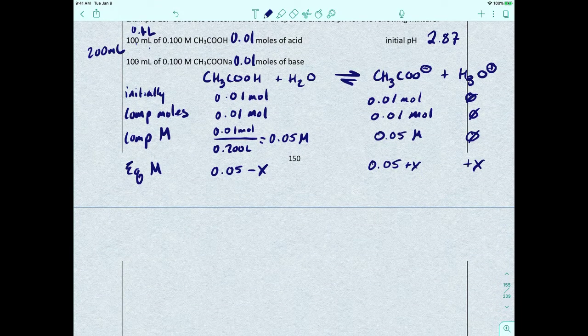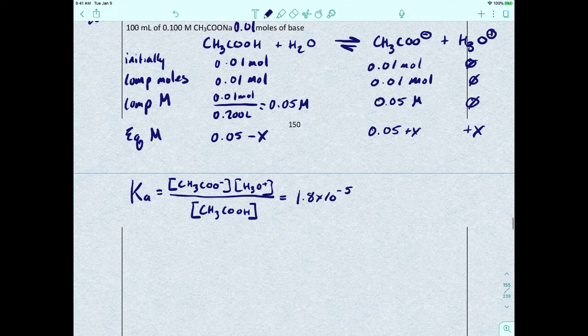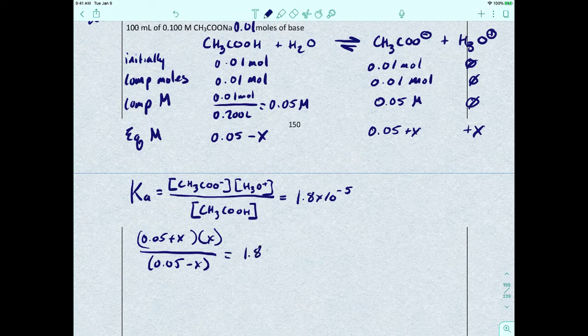All right, so if we set up our Ka expression, Ka would be equal to the concentration of acetate ion, CH3COO minus, times the concentration of hydronium ion, H3O plus, divided by the concentration of acetic acid, CH3COOH. Okay, and this is going to be equal to 1.8 times 10 to the minus fifth. So if we substitute our numbers in, acetate ion was 0.05 plus X, hydronium ion is X, and then acetic acid is going to be 0.05 minus X. This is all equal to 1.8 times 10 to the minus fifth.